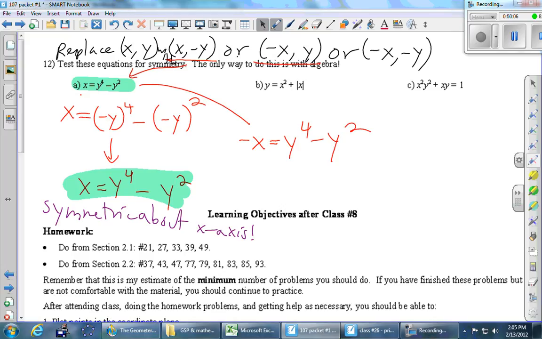That is not the same equation, and there's no algebra I can do to make it the same equation. What does that mean? It means that wasn't the right substitution. And that was the y-axis symmetry one. It doesn't have y-axis symmetry. That's our conclusion.